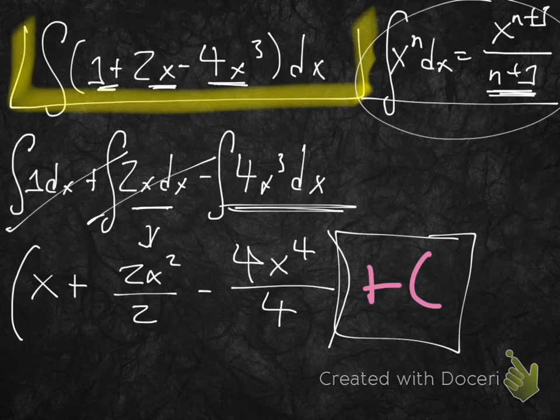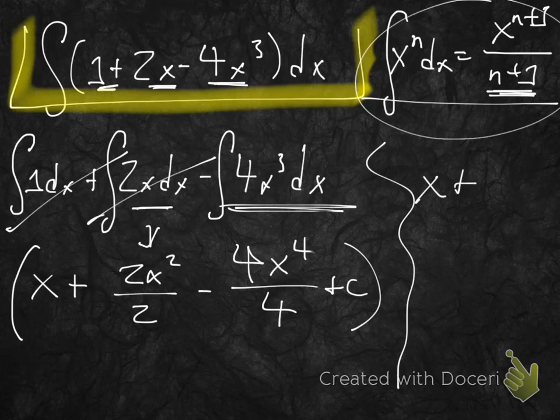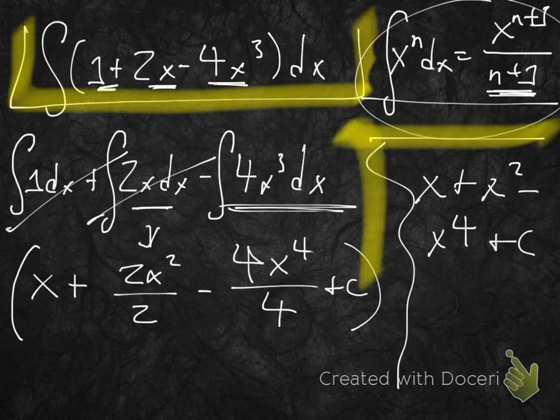So let's just quickly go ahead and make this c smaller and simplify this down a little bit. Plus c. Okay, great. Now let's simplify this. We're just going to end up getting x plus x squared minus x to the 4th plus c. All right, so that's all we're going to end up with. So this right here is our antiderivative, and we're done. This is our indefinite integral.